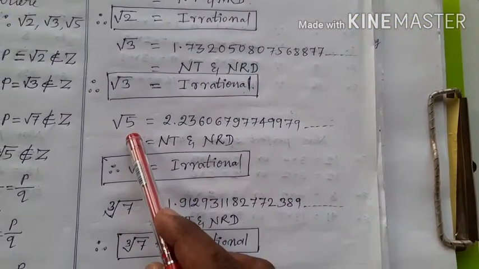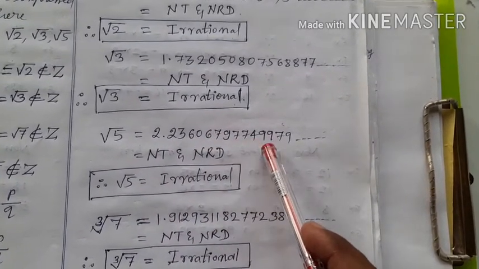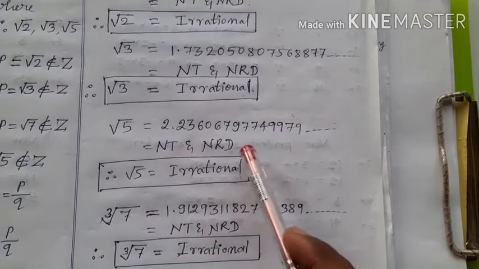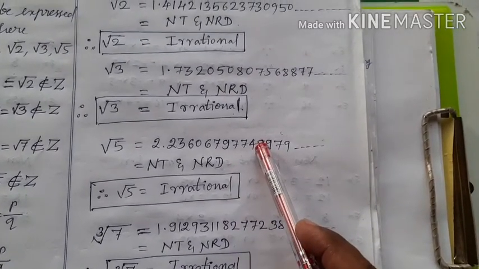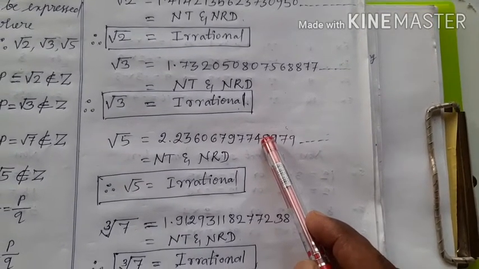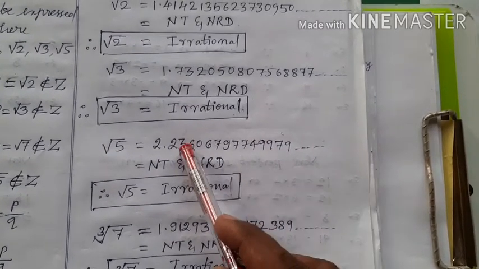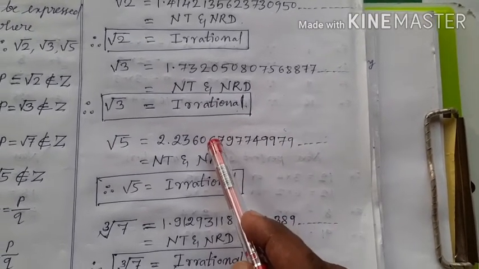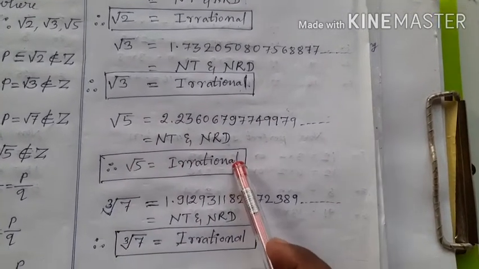Similarly, root 5 is equal to 2.23606797749979..., which is a non-terminating and non-recurring decimal. This decimal number cannot be expressed in the form of p by q. That is why I will tell you it is an irrational number. Therefore, a non-terminating and non-recurring decimal is an irrational number. That is why root 5 is also an irrational number.